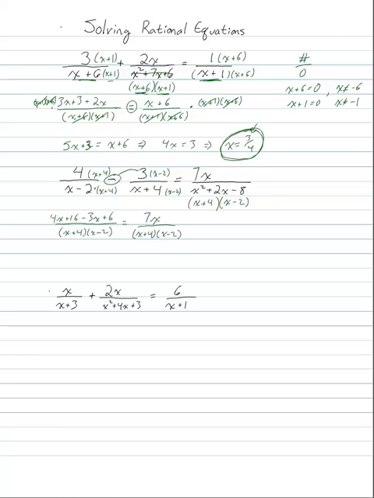Okay, so again, I'm going to clear my fractions, which basically means I'm multiplying both sides of my equation by my common denominator. All that's going to succeed in doing is canceling out my denominator. So I am left with 4x plus 16 minus 3x plus 6 equals 7x.